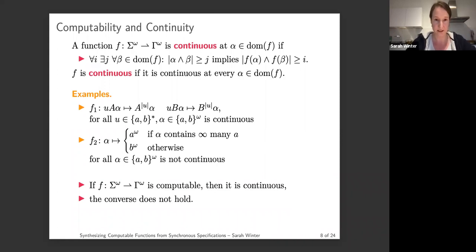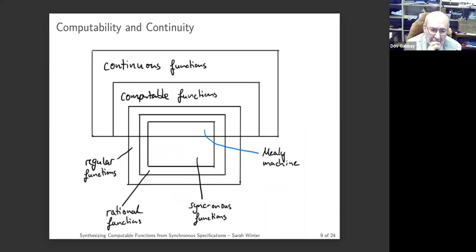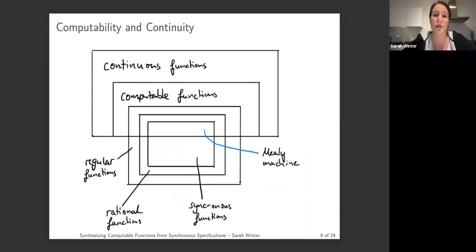So let's take a look at the relation between computable and continuity. Often for classes of functions, these notions coincide. What do I mean by that? Every computable function is continuous. And if I take a look at the class of regular functions or rational functions or synchronous functions, then whenever I have a continuous function, this function is also computable.